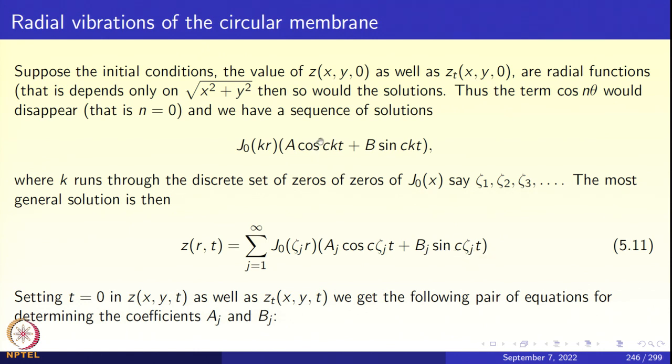The c is a constant which appears in the wave equation itself. The c doesn't change. And so it is zeta j that keeps changing, and then these coefficients a_j's and b_j's have to be determined. Now we put t equal to 0 in 5.11. When you put t equal to 0 in 5.11, the sine term disappears. And we'll just get an equation for determining a's. We must differentiate with respect to t and then put t equal to 0. This part involving a_j will disappear and we'll get an equation determining b_j. What are these equations? Let us look at them.